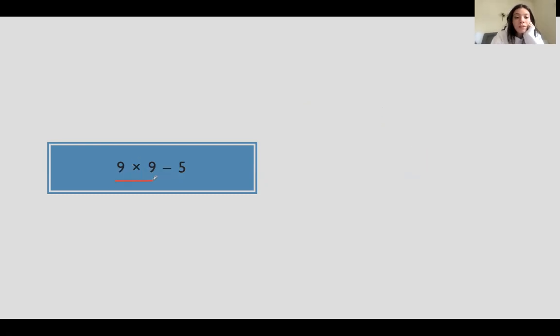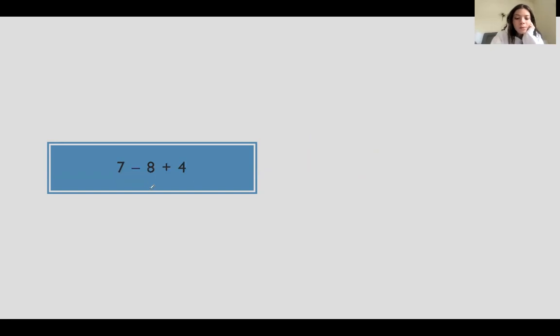Next, we have multiplication and subtraction. So multiplication comes first. 9 times 9 equals 81. And then 81 minus 5 equals 76. So our answer for that equation is 76.